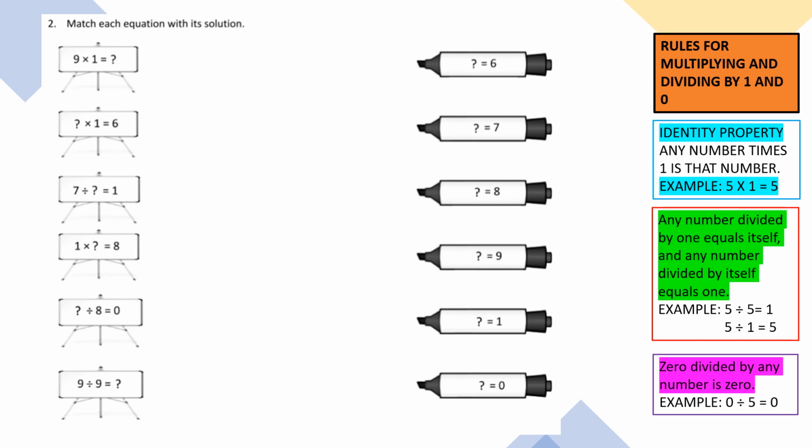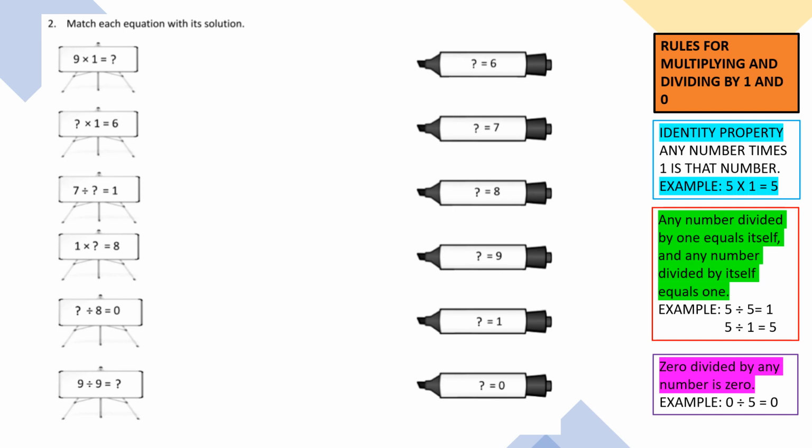Again, the first rule says that any number times 1 is that number. For example, 5 times 1 equals 5. The next rule says any number divided by 1 equals itself, and any number divided by itself equals 1. For example, 5 divided by 5 equals 1, and 5 divided by 1 equals 5. And the last rule says 0 divided by any number is 0. And I'm going to add to that and say 0 divided by or multiplied by any number is 0.